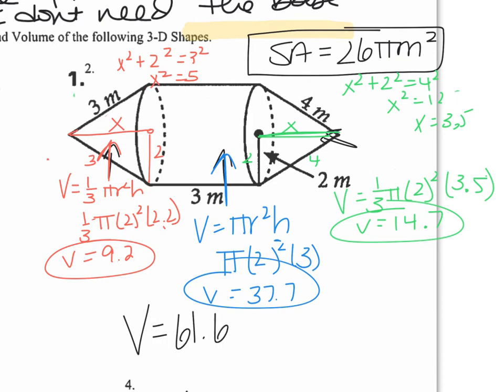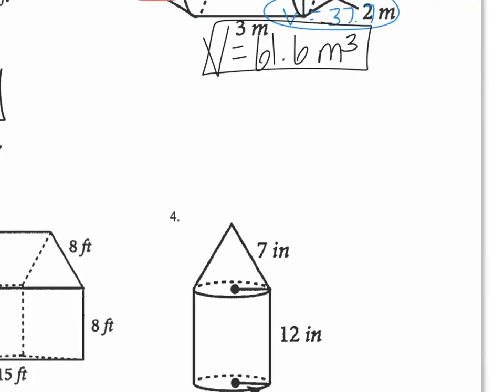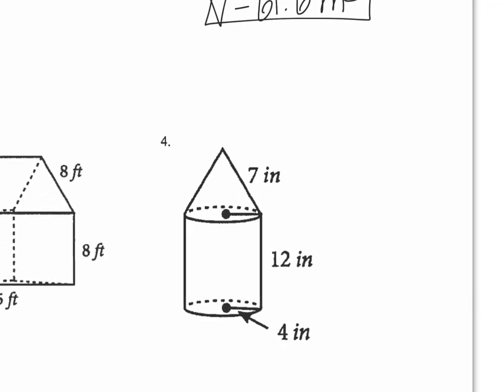I get 61.6 meters cubed because it's volume. Okay? So we're going to skip number 3, but I want you to try number 4 on your own.